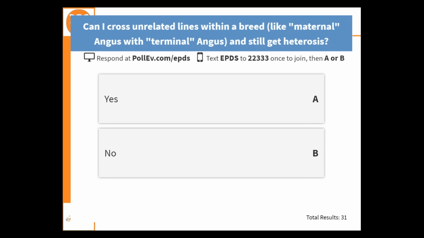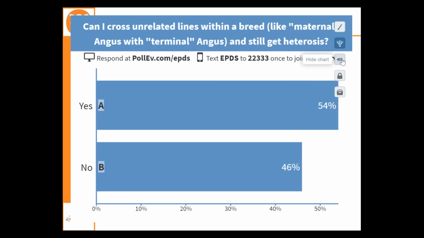Looks like we still have a few responses coming in. All right, slowing down a little bit. So let's go ahead and take a look at those results. Okay, pretty close to half and half, but about 55% think that we can do that and get heterosis. About 45% think that we can't. So our audience is kind of split. What does the research say, Bob?